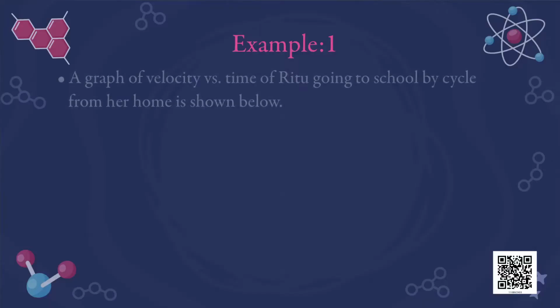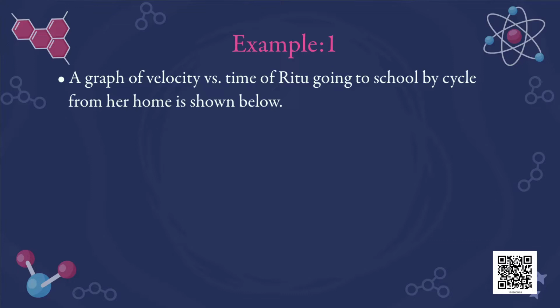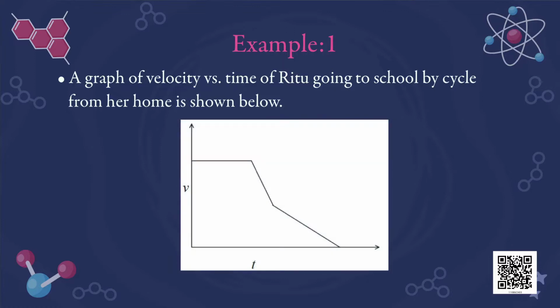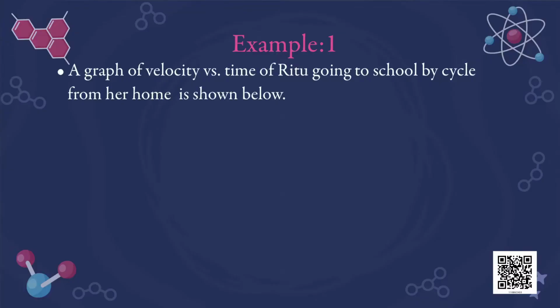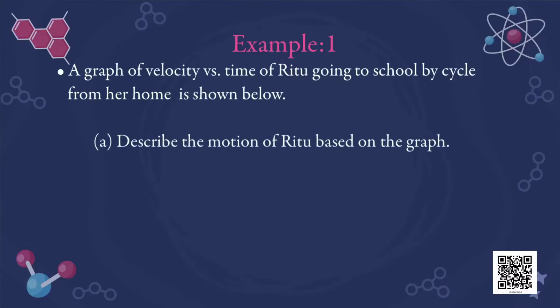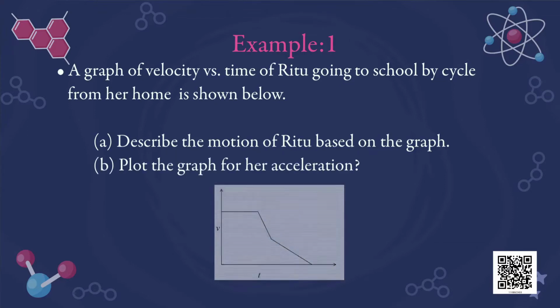Now, let us take one more example. A graph of velocity versus time of Ritu going to school by cycle from her home is shown below. So, this is a velocity-time graph of Ritu, who is going to school by cycle from her home. We need to describe the motion of Ritu based on the graph, and secondly we need to plot the graph for her acceleration. Now, let us study this VT graph.